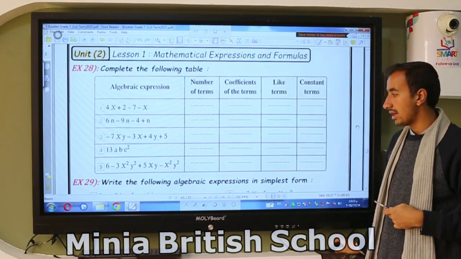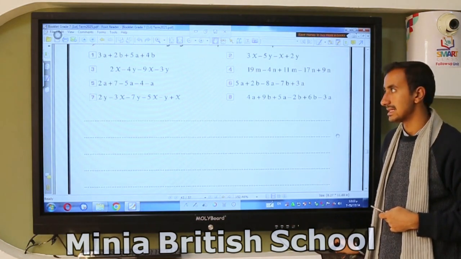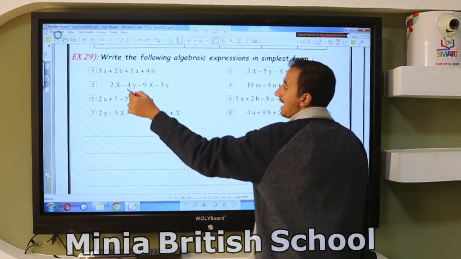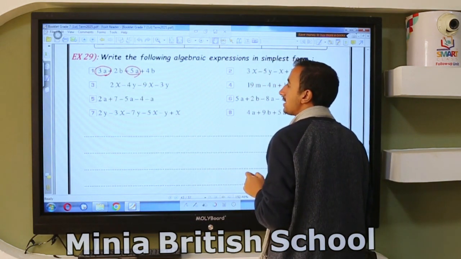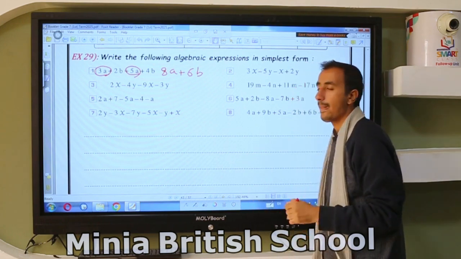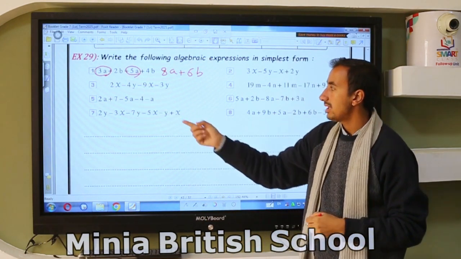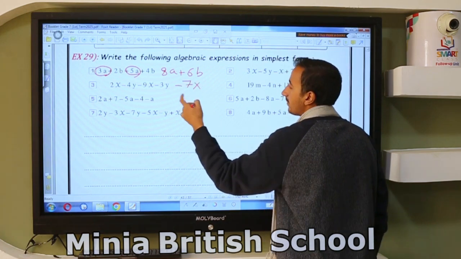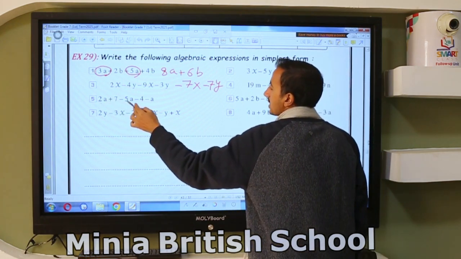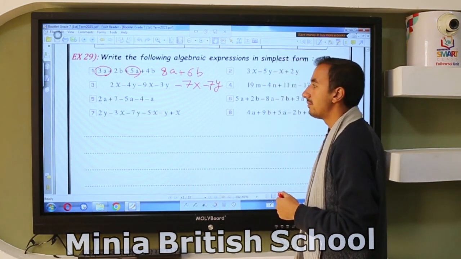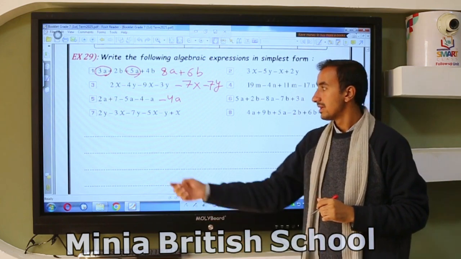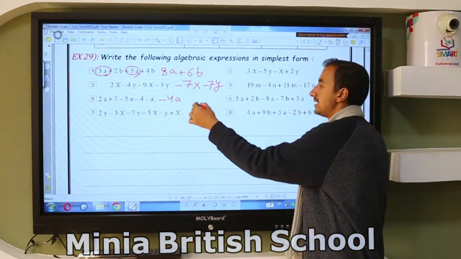Okay, let's write an algebraic expression in the simplest form. Here 3a plus 2b plus 5a plus 4b. Add the like terms. 3a plus 5a is 8a, plus 6b. Number 3, 2x minus 9x is negative 7x. Negative 4y, negative 3y is negative 7y. Here 2a minus 5a is negative 3a, negative 3a minus a is negative 4a. Negative 4a, yes. 7 minus 4, it will be 3 plus 3.